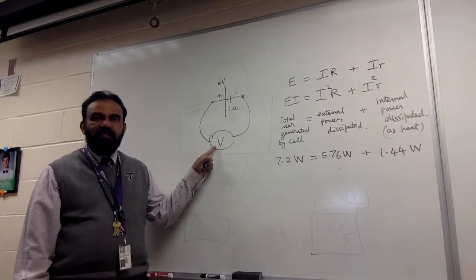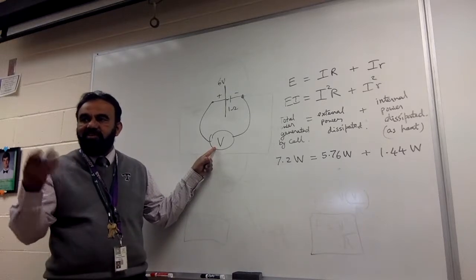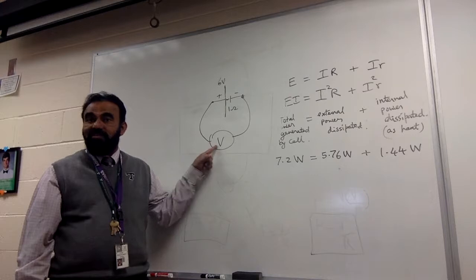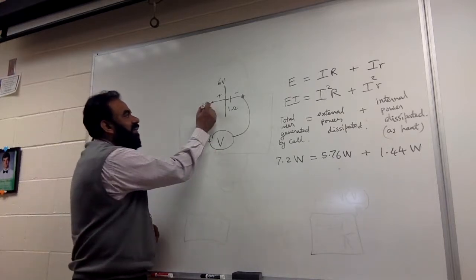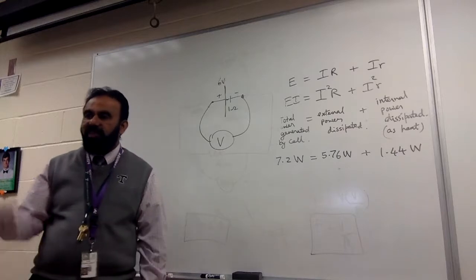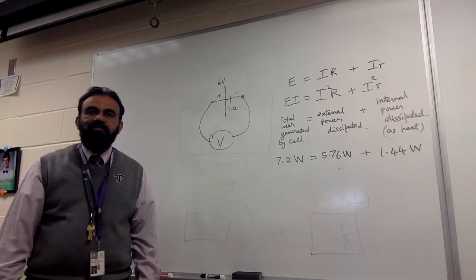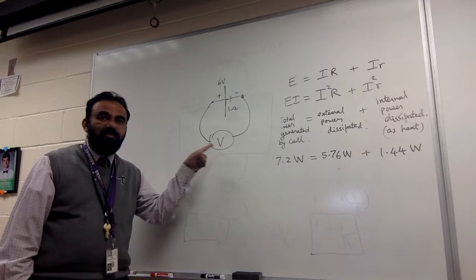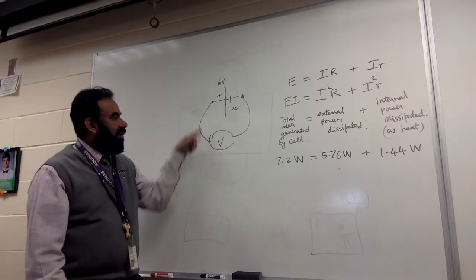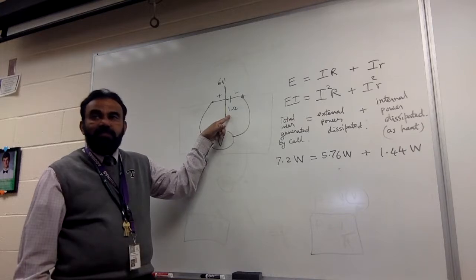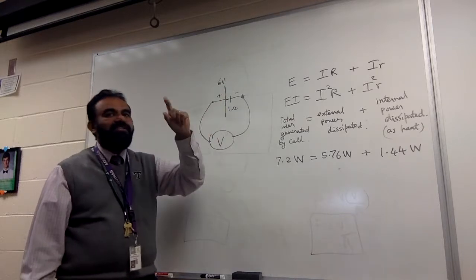Because the moment you connect something, that is the external resistance. This is your external resistance. So what's happening is the moment you connect the voltmeter, a tiny current starts flowing, because a little current is required for this voltmeter to work. Right? So a current starts flowing. And when a current starts flowing, will there be an internal drop? Yes. Which means what you're measuring is not the EMF.